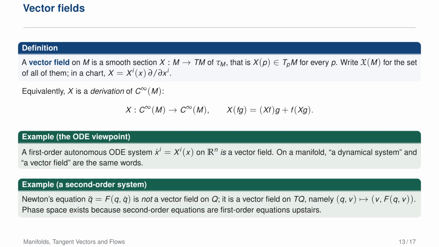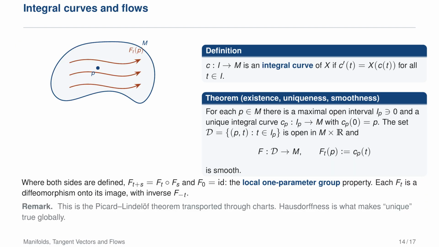Newton's equation is a vector field on TQ, sending q and v to v and f of q and v. Phase space exists because second-order equations become first-order equations one level up. A curve C is an integral curve of the vector field X if C prime of t equals X evaluated at C of t. In words, the curve's velocity at every instant is the vector that the field prescribes there.